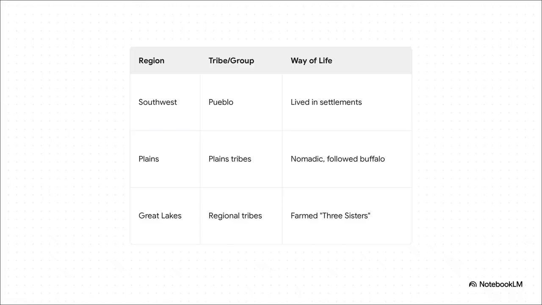You've really got to forget any idea of a single, uniform culture before the Europeans arrived. The diversity was just incredible. I mean, out in the dry Southwest, you had the Pueblos who built these amazing permanent settlements. Now, contrast that with the huge open grasslands of the Great Plains. Tribes like the Cheyenne were often nomadic, their whole lives intertwined with the movements of the buffalo herds. And then, way up in the Great Lakes region, people farmed the Three Sisters, corn, beans, and squash. Each group was just so perfectly adapted to its own unique geography.